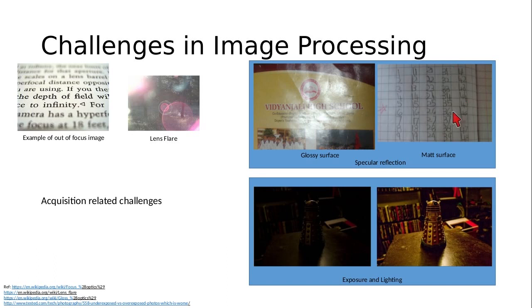So the matte surfaces absorb too much light, they don't reflect a lot of the light. So you again have issues in reading these kinds of documents. Now exposure and lighting issues are also there. This is the same scene taken with two different kinds of lighting. This is dark lighting and this is bright lighting.